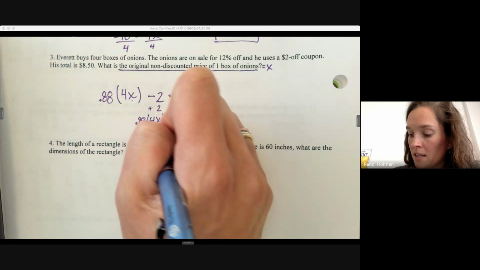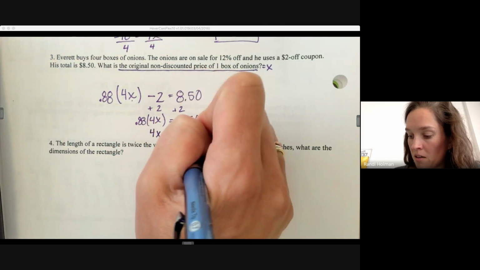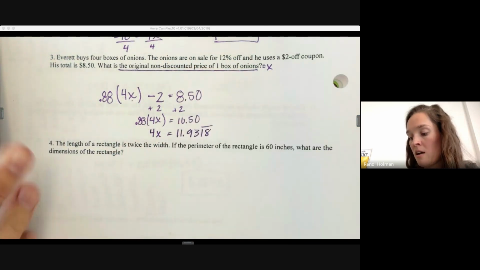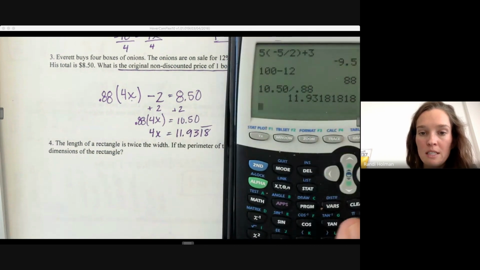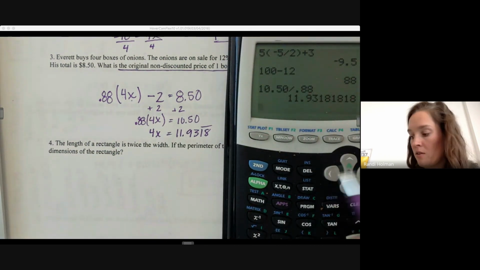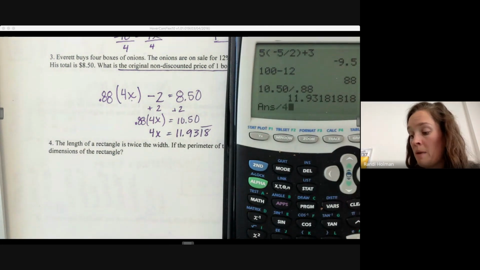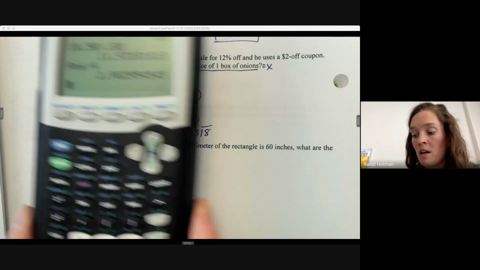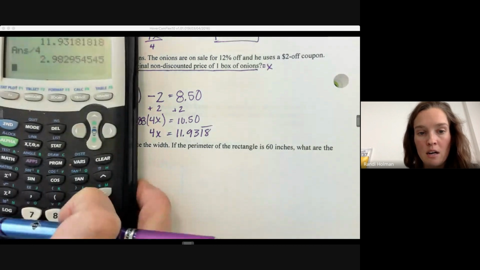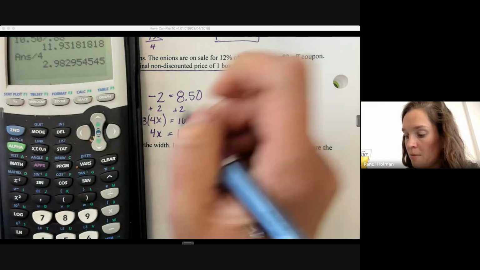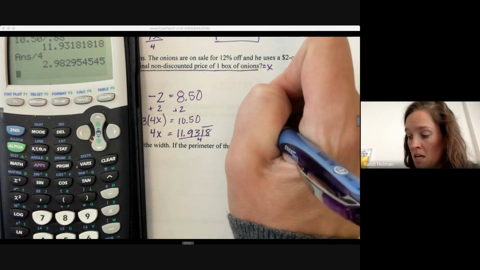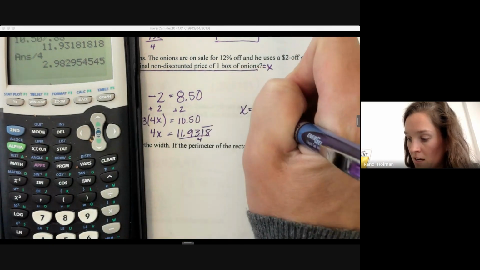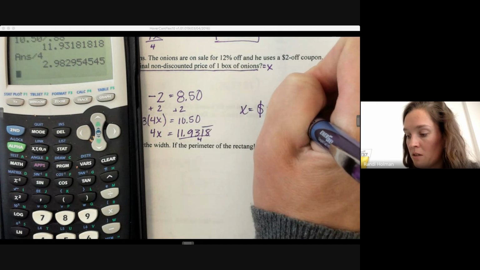So 4x equals 11.9318, repeating. So the 4 boxes before the discounts were about $11.93, but I want to know 1 box. We're going to divide that by 4, and each box, remember, it's money, cost $2.98 if we round appropriately.